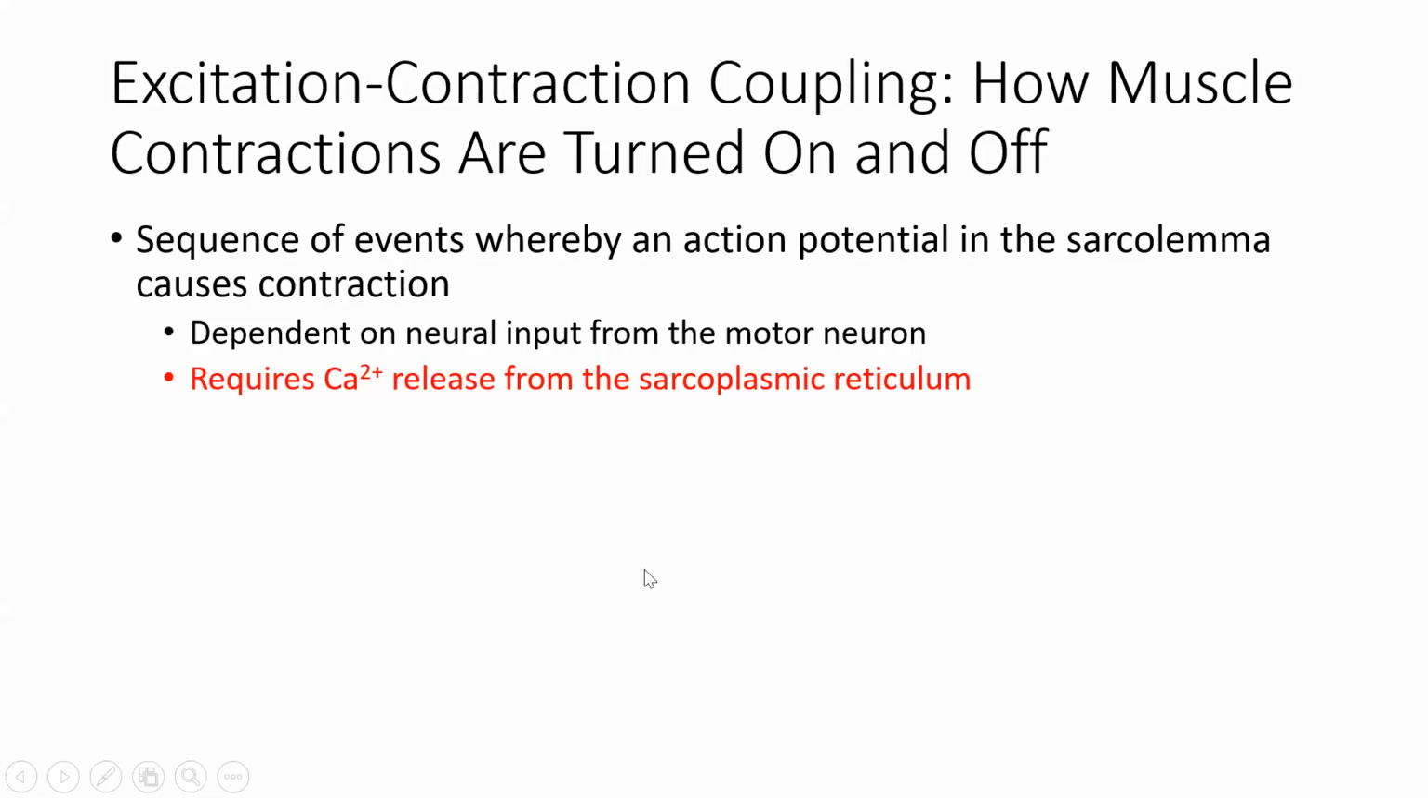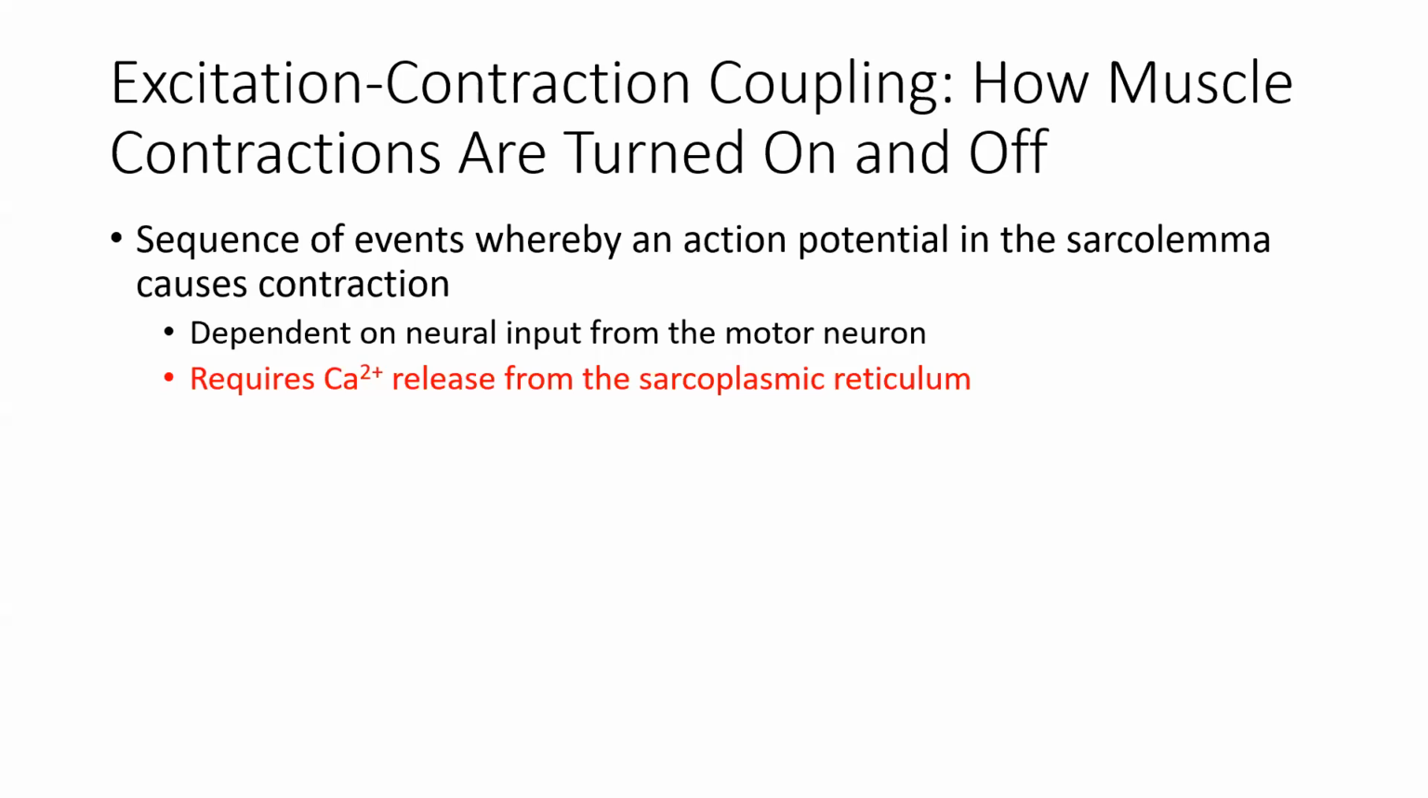And here we're going to look at excitation-contraction coupling. So this is the second important process for muscle contraction. This is what regulates muscle contraction. This is what turns it on and turns it off.